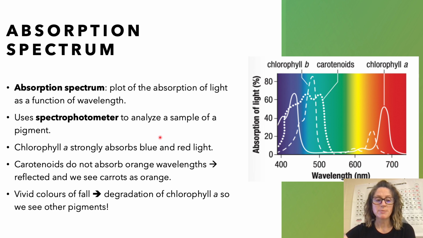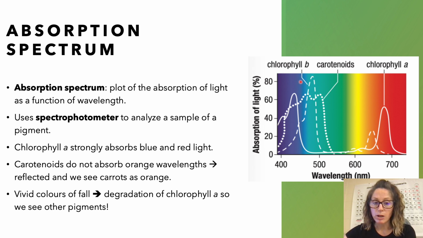So we use a spectrophotometer to analyze a sample of a pigment. And chlorophyll A strongly absorbs blue and red light. So let's look here. We have chlorophyll B right here, carotenoids, and chlorophyll A. If we follow along chlorophyll A, it's the solid line. It is peaking in the blue-purple area, and again in the red, so it's going to be absorbing colors there. So it's going to be reflecting the green and yellow.